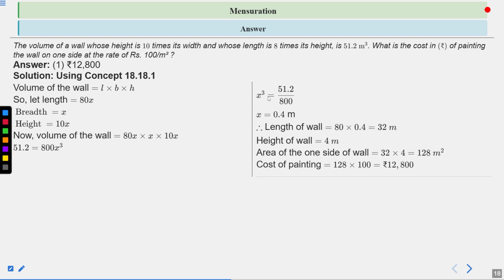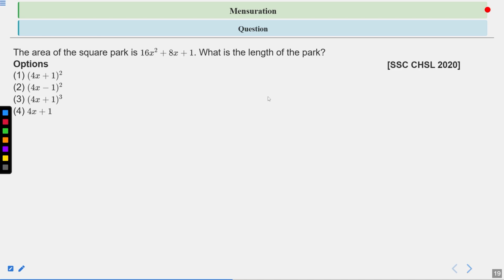Next one. The area of a square park is 16x square plus 8x plus 1. What is the length of the park? This question was asked in the SSC CHSL exam in 2020. There are 4 options. First one is 4x plus 1 whole square. Second is 4x minus 1 whole square. Third is 4x plus 1 whole cube. And fourth is 4x plus 1.